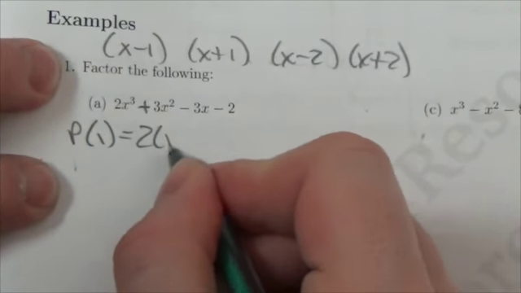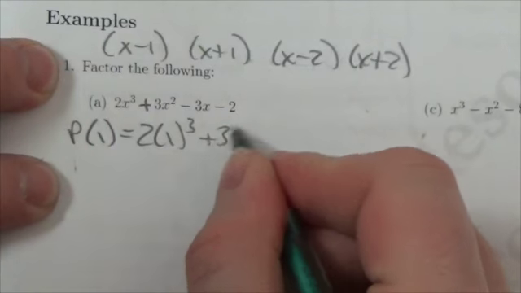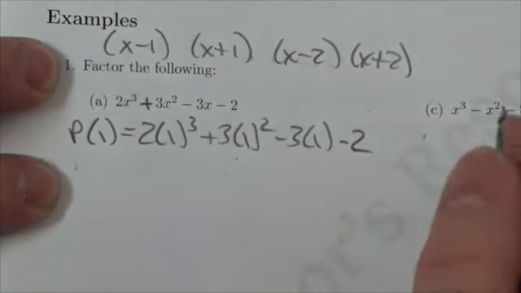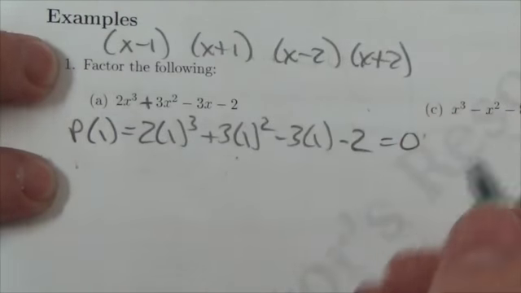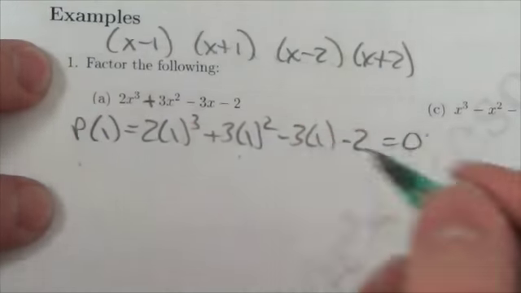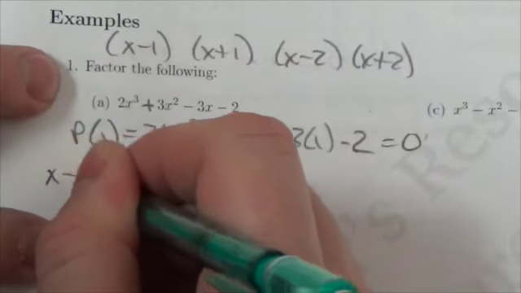So this will be 2 times 1 cubed plus 3 times 1 squared minus 3 times 1 minus 2. And you see, that gets me a 0. And so I know right now that x minus 1 is a factor. Okay, so x minus 1 is a factor.